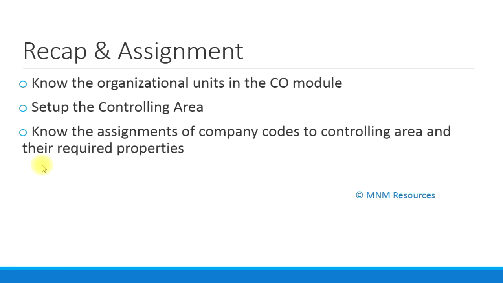Now, as part of your configuration practice, set up the controlling area, give it a definition, and also assign your company code to the controlling area. You should also know the assignments of company codes to controlling area and their required properties. For example, we saw the 2 main required properties are that they should have the same operating chart of accounts, and the number of posting periods must be the same for their fiscal year variants. You should also know the benefits of having multiple company codes using the same controlling area, which is also called cross company code controlling.